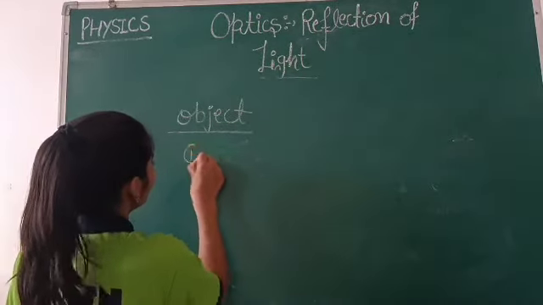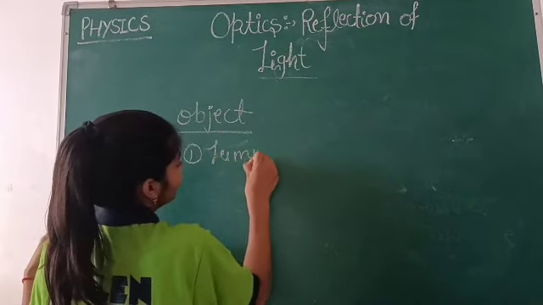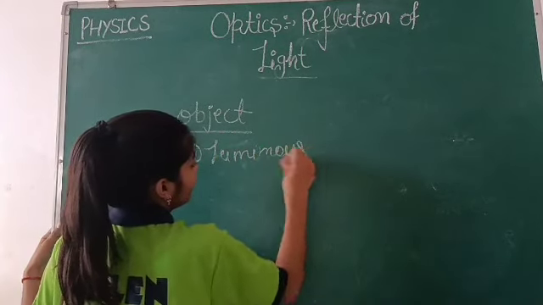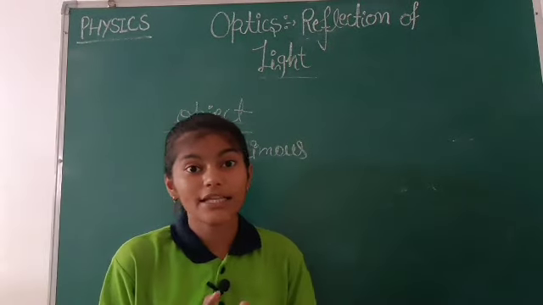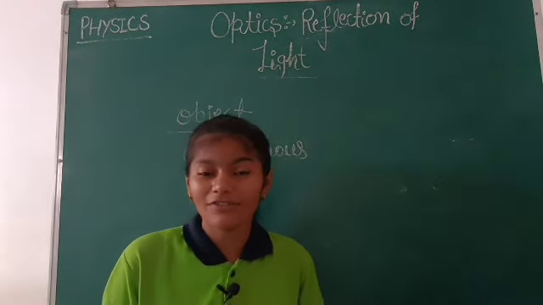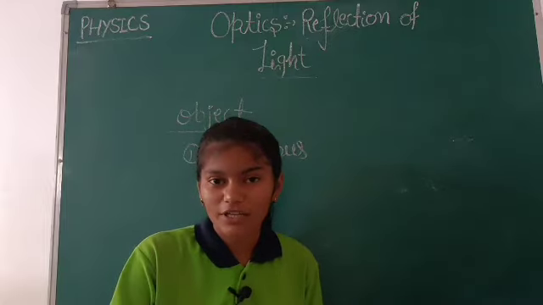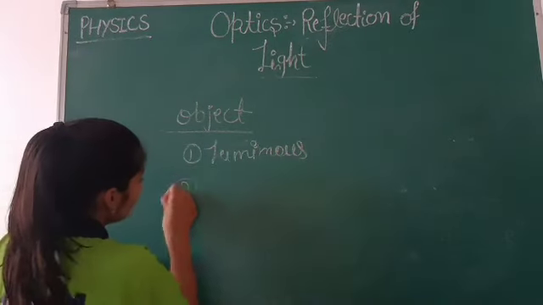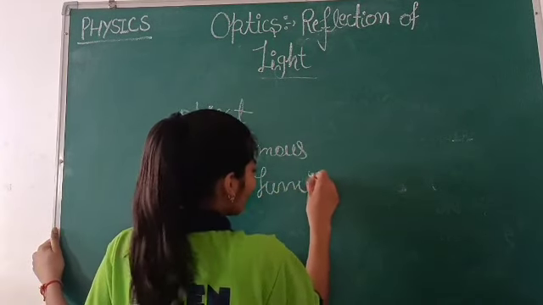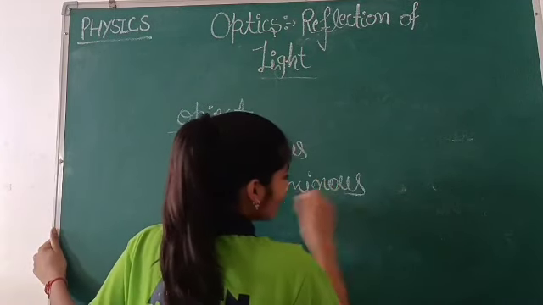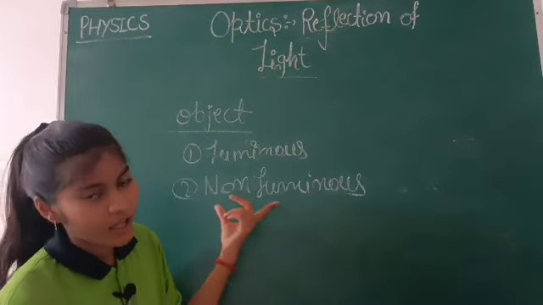So the luminous is when an object is having its own light, it is emitting out its own light, then we will say that the object is luminous. And the second one is non-luminous. Just opposite, as the name suggests, if it is not emitting its own light, we will say non-luminous object.